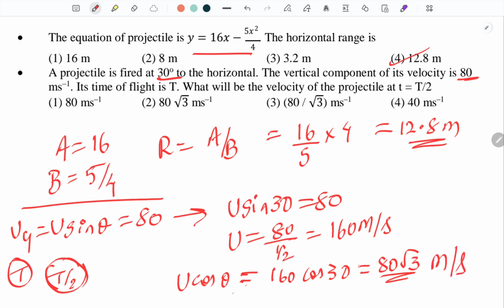So 80 root 3 will be the answer. Just understand in this question, what will be the velocity of the projectile at t by 2? t by 2 मतलब half of time of flight. Half of time of flight मतलब time of ascent का ending है, time of descent का initial है. तो it is the maximum height.